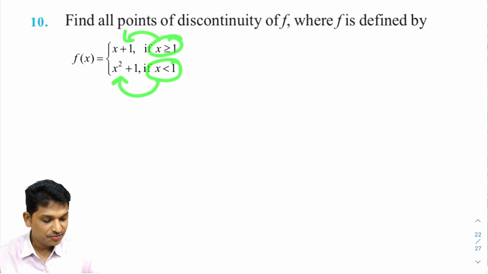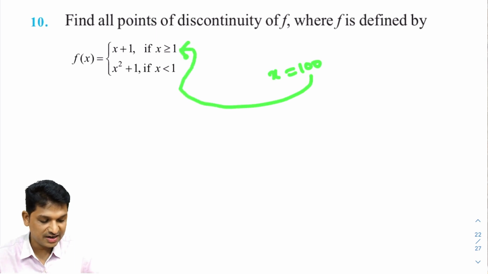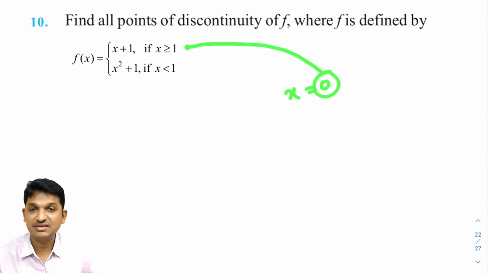Okay. Here, suppose x equal to 100. Is 100 less than 1 or greater than 1? 100 is greater than 1. So we will choose the first function. Suppose x value equal to 0. Is 0 greater than 1 or less than 1? Like that we need to think. 0 is less than 1. So we will choose this function, x square plus 1, the second function.